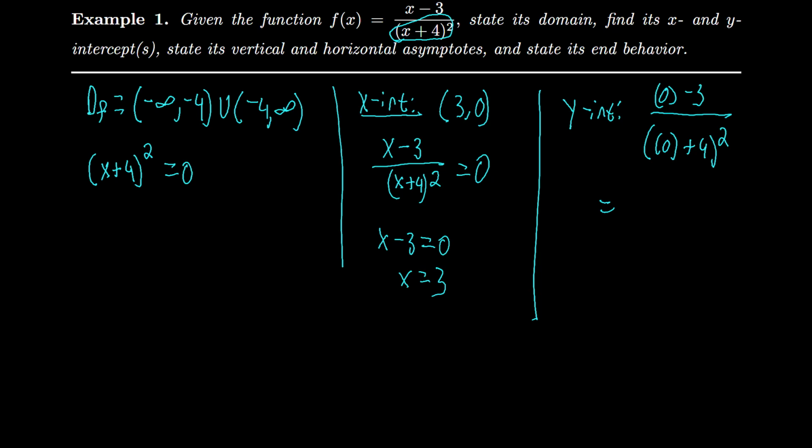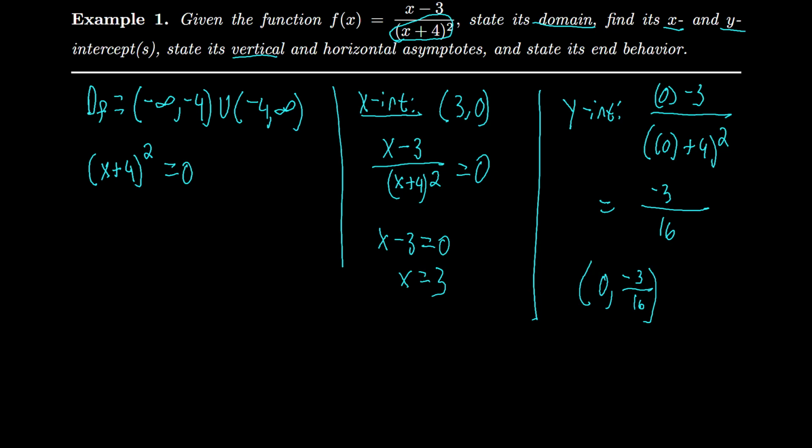And that's going to equal, well, 0 minus 3 is negative 3 over 0 plus 4 is 4 squared is 16. So the y-intercept then is going to be the point. You plugged in 0, you got out negative 3/16. Okay, so we found the domain, we found the x-intercepts, we found the y-intercepts.